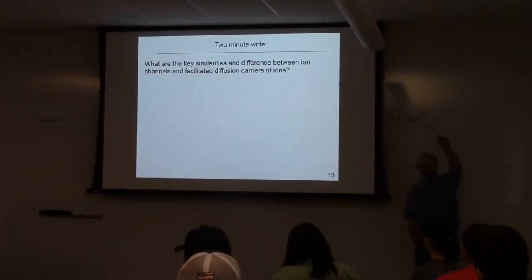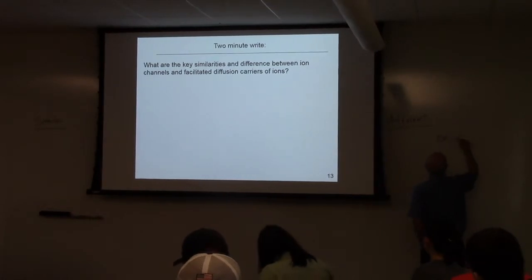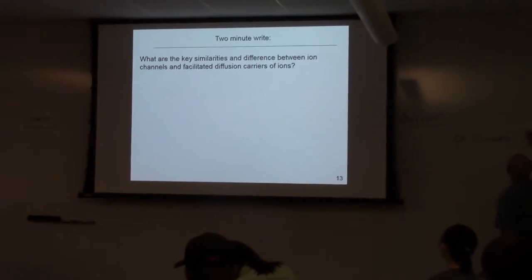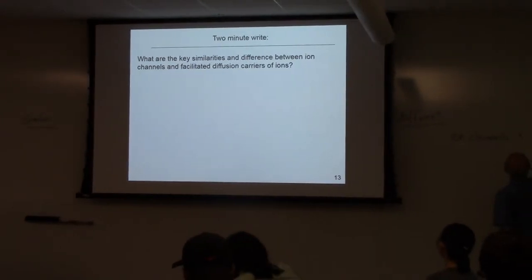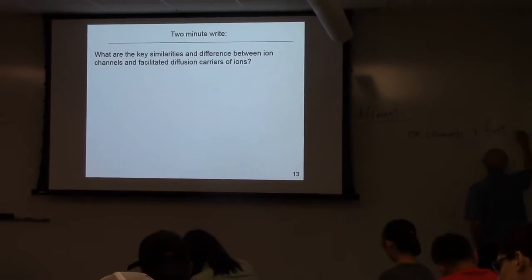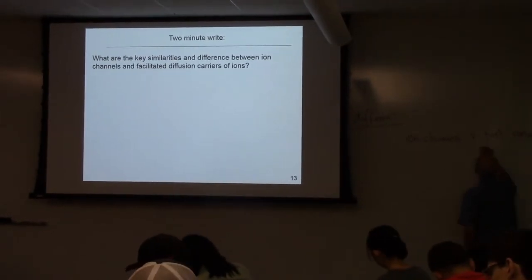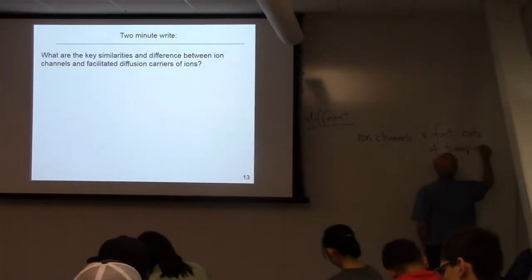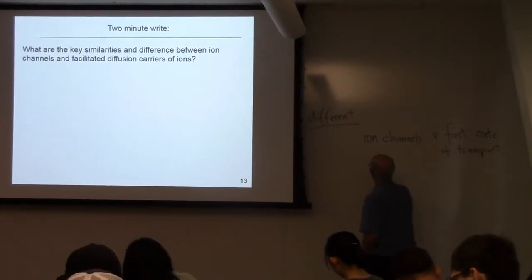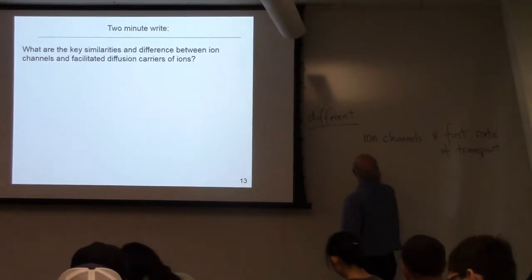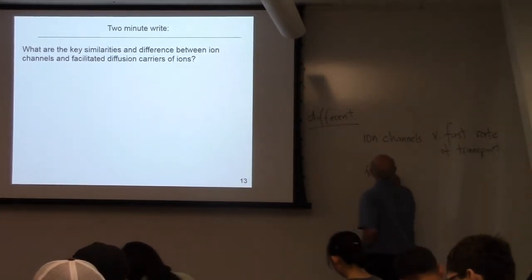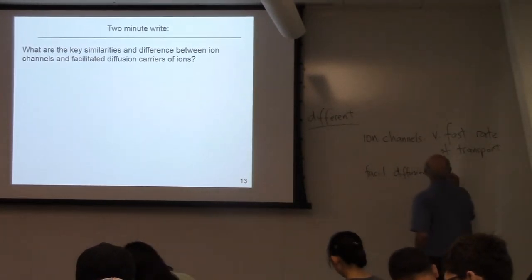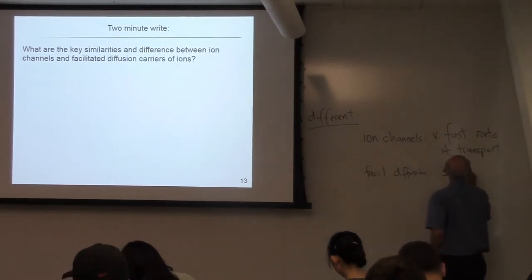Ion channels have a very fast rate of transport. And transporters, or let's call them facilitated diffusion, much slower.